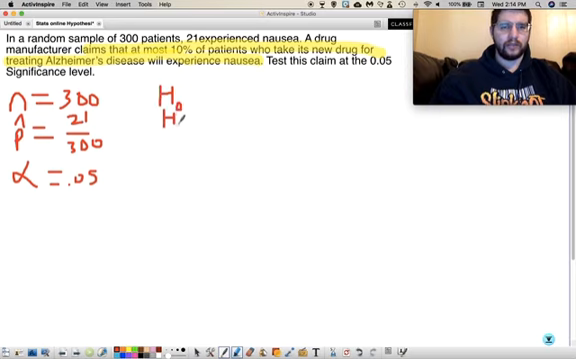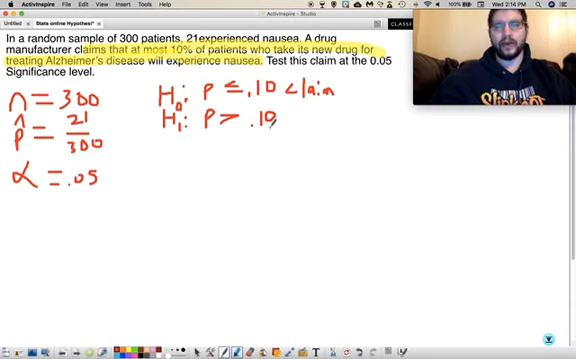So null, alternative, let's see what we got. At most 10%. So p is less than or equal to 0.10. That's the claim. Our alternative will be p is greater than 10%. And here's where I'm going to tell you why I had to change this problem a little bit. You're not usually going to find the claim in the null unless you're trying to disprove it.